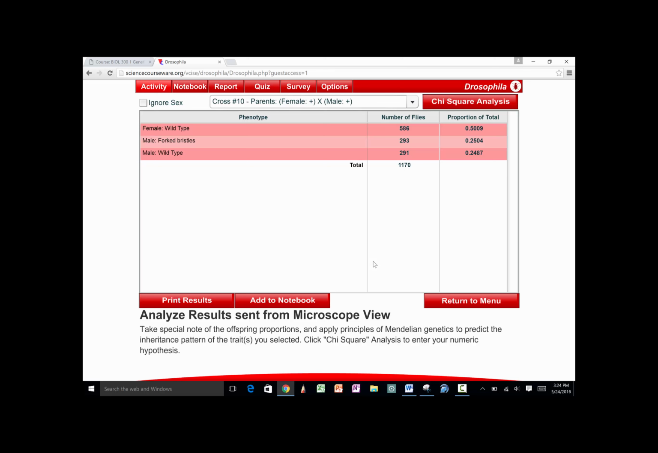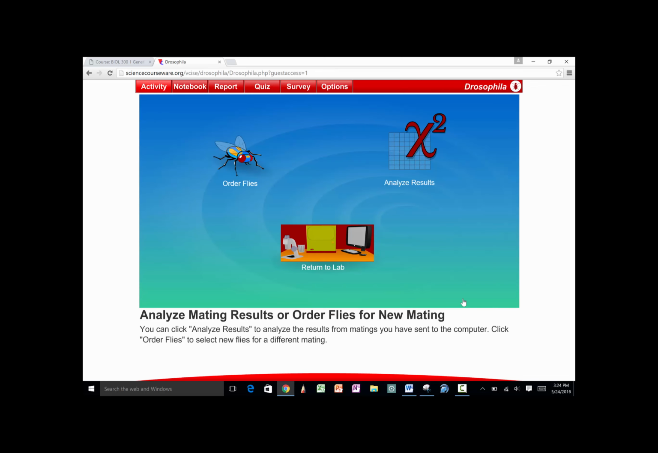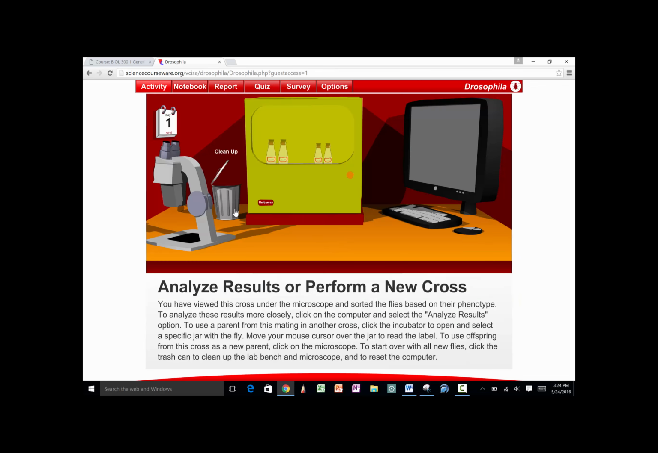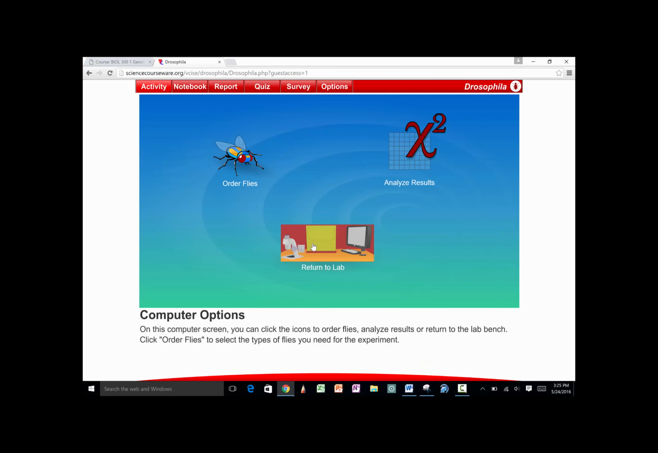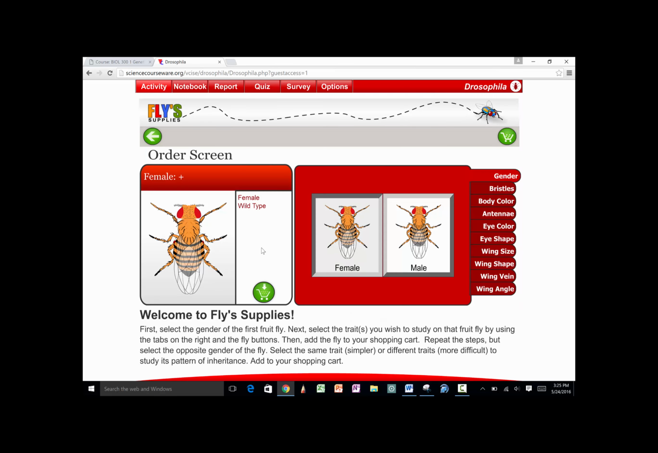All righty. So now let's combine a couple of these things, because you have to combine all different combos, right? So we did star and ebony. Let's do forked and ebony. All right. Get rid of those guys. Order some flies. Now we're going to do forked to ebony. Let's do it the hard way.